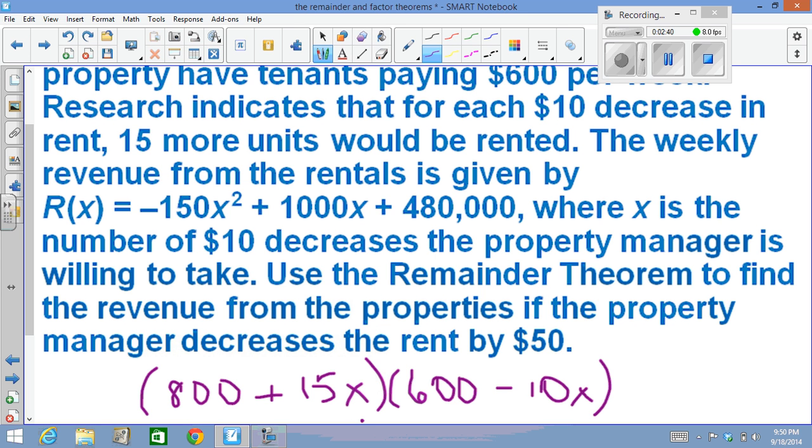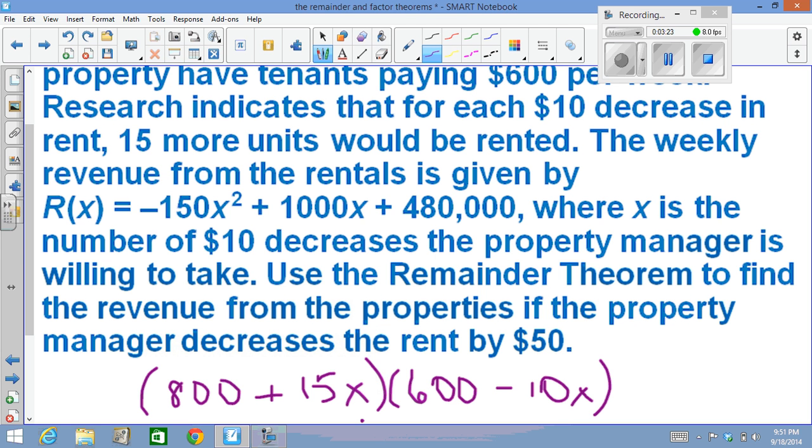And then I'm going to take another parenthesis and use that for 600. 600 is the money. So if I decrease the money, that would be $600 minus 10 times the number of decreases, and that would give me my parenthesis for money. So the first parenthesis deals with the number of units, and the second parenthesis deals with the money that I'm talking about. If I were to FOIL them out, I would get the equation that's shown up there. So usually when you see problems like this, you're going to have one parenthesis that deals with the number and the other that deals with the money.